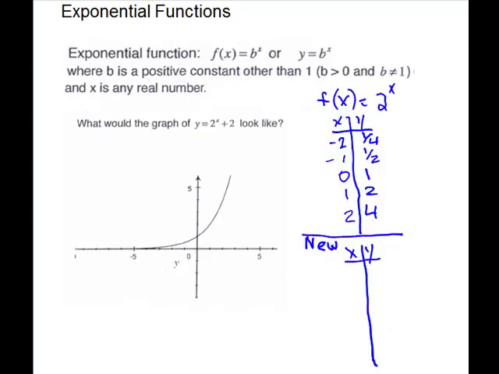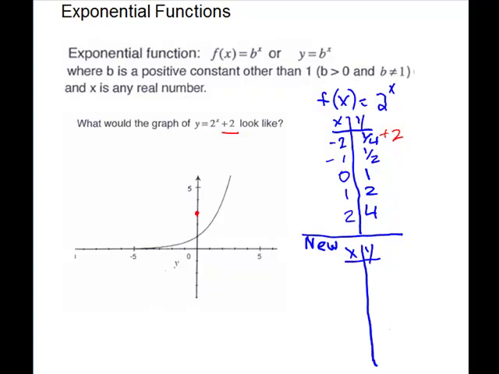Next, we'll look at a few transformations. And these are going to be just like we have already looked at with functions. The question is, what would the graph of y equals 2 to the x plus 2 look like? Notice your plus 2 is separate. This is going to be a vertical shift of 2. It's not with the x. So if you're looking at your table, it's going to move it up 2 on the y's. So add 2 to your y's, and it's going to shift the graph up 2.